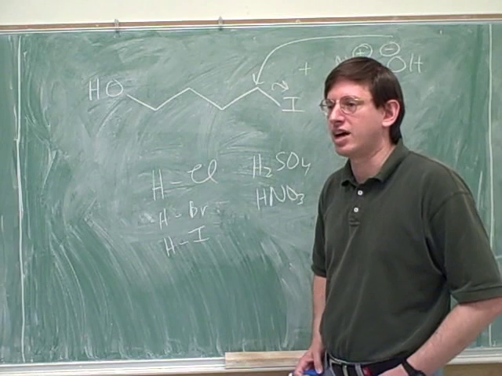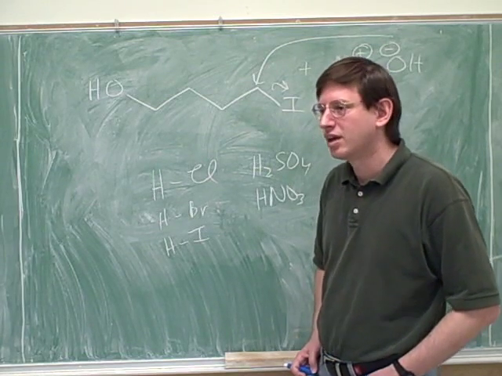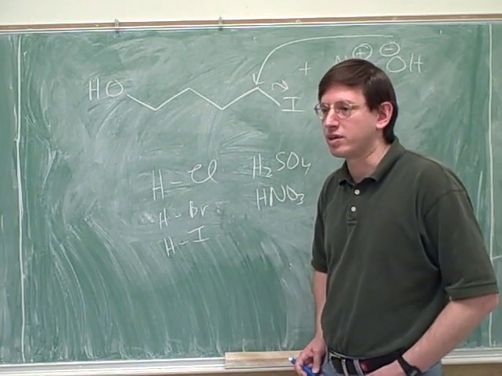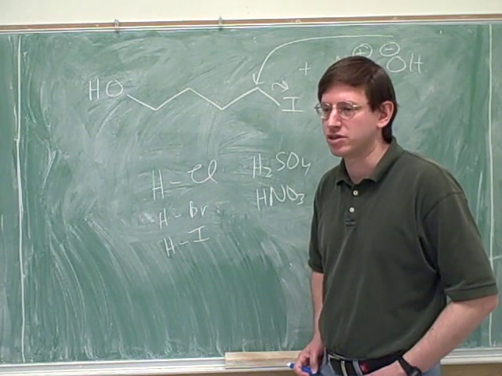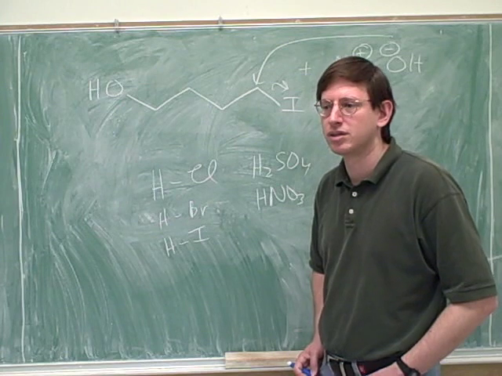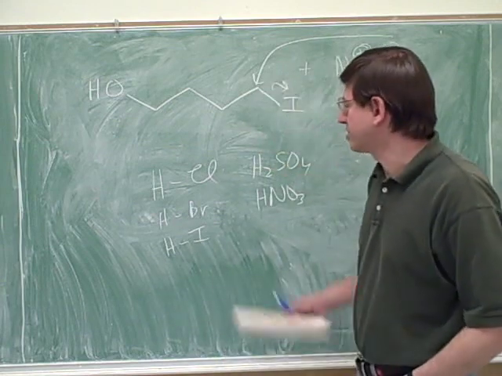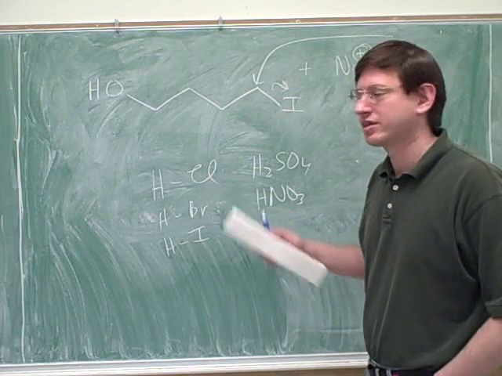So if you see a strong acid, you should look for somebody to protonate. Who do you want to protonate? Somebody with a lone pair, some electronegative atom with a lone pair, usually an oxygen or a nitrogen. So that's actually pretty easy. If you see these strong acids, you have to protonate someone first before you do anything else.